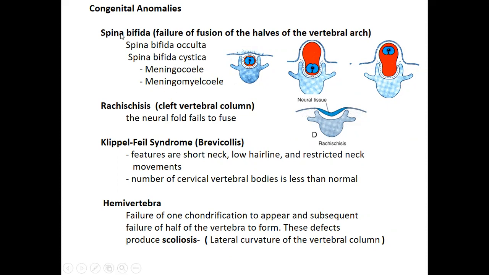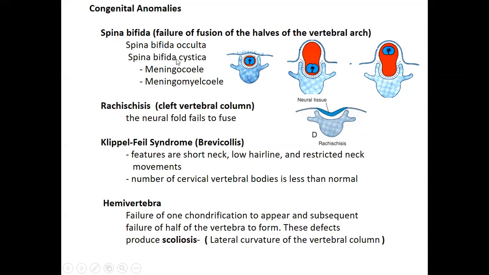Spina bifida is due to the failure of fusion of the halves of the vertebral arch. So you can see here, half of the vertebral arch has failed to fuse. We have two types of spina bifida: spina bifida occulta and spina bifida cystica. Spina bifida cystica is further divided into two, meningocele and meningomyelocele. In meningocele, only the meninges protrude out, and in meningomyelocele, both the spinal cord and the meninges protrude out.